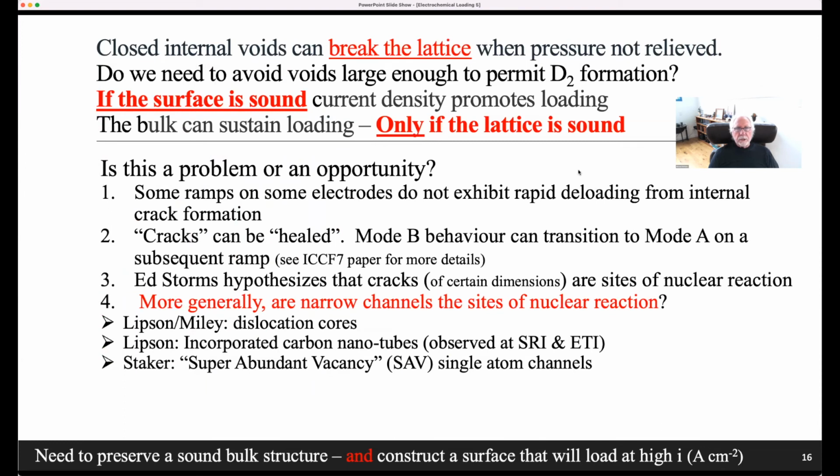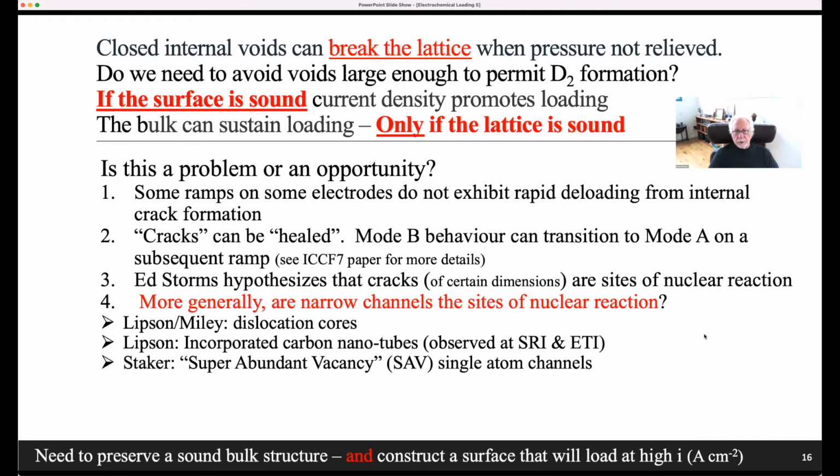Closed internal voids can break the lattice if the pressure is not relieved. Do we need to avoid voids large enough to permit D2 formation? If the surface is sound, the current density promotes loading, but the bulk can sustain loading only if the lattice is sound. This might be a problem or an opportunity. Some ramps do not exhibit this rapid deloading phenomenon. Some cracks apparently can be healed. Mode B behavior can transition to mode A. See our ICCF7 paper for more details.